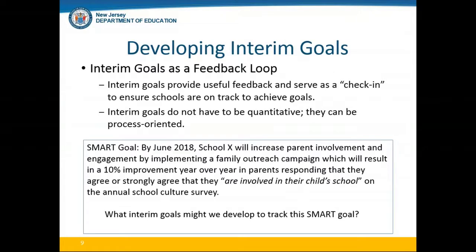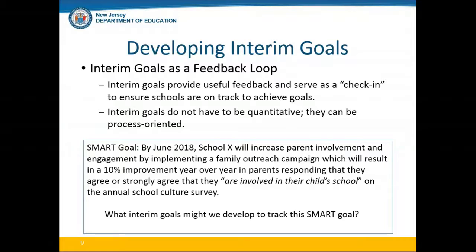Once you have set your strategies, goals, and action steps, there is one final piece of the planning process to complete: developing interim goals. Given the length of the school year and the complexity of SMART goals, it is useful to build in a feedback loop to ensure that schools are on track to accomplish and achieve each goal. Most schools operate on a quarter schedule to provide students an update on their progress at designated intervals. This check-in is useful in school goal setting as well.